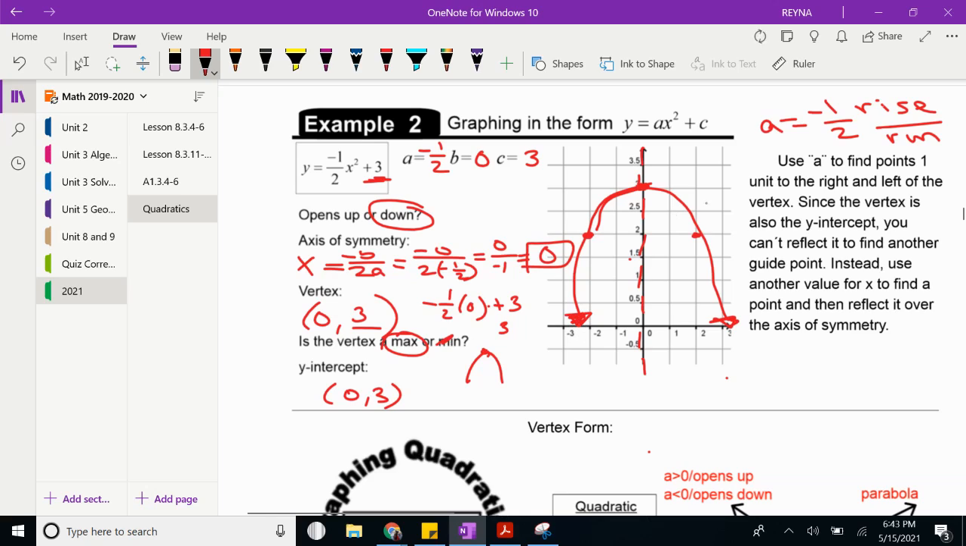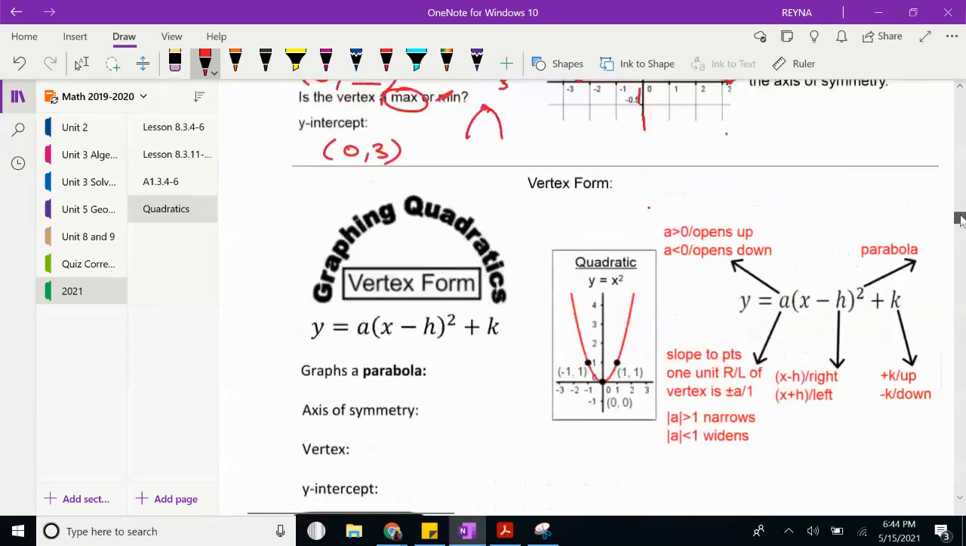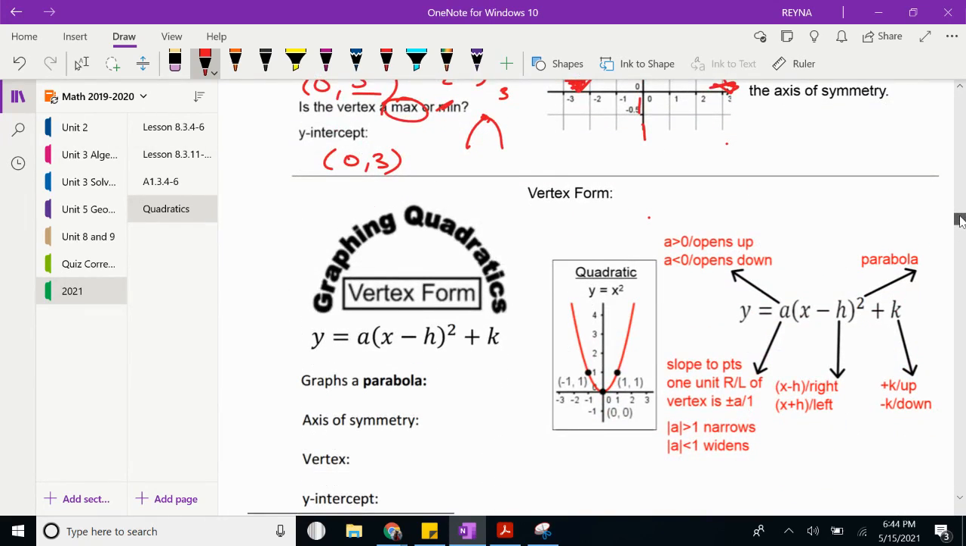Okay, so that is standard form. We can find our axis of symmetry, we can find our vertex, we can find if it's a minimum or a maximum, and the y-intercept. Now let's take a look at our second option. So our second option for a parabola is called vertex form.